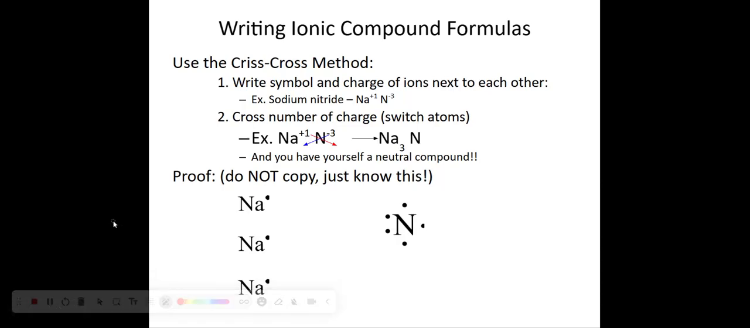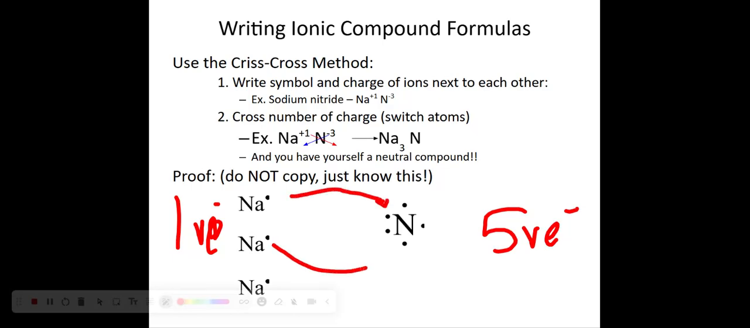So if you look at the proof, you have a sodium atom, and there's 3 of them, and each of them has 1 valence electron. Then you have a nitrogen that has 5 valence electrons. Nitrogen has 5, sodium has 1. For nitrogen to be happy and balance out its charge, it needs to have 3 more electrons come and share with it. There's that last one right there.